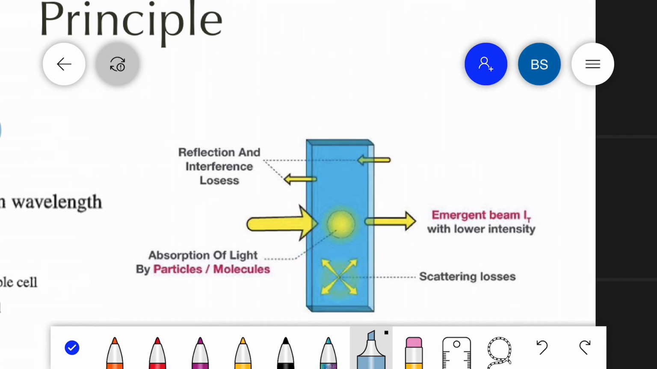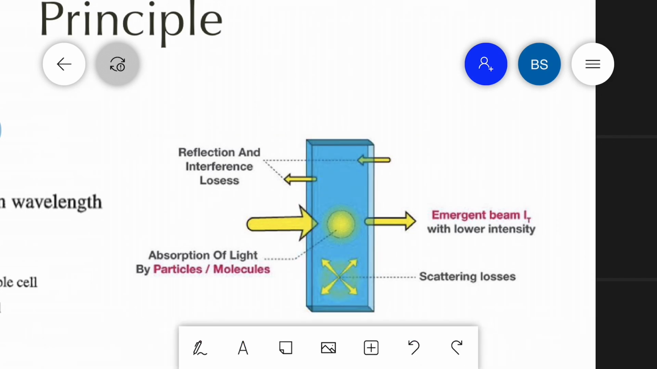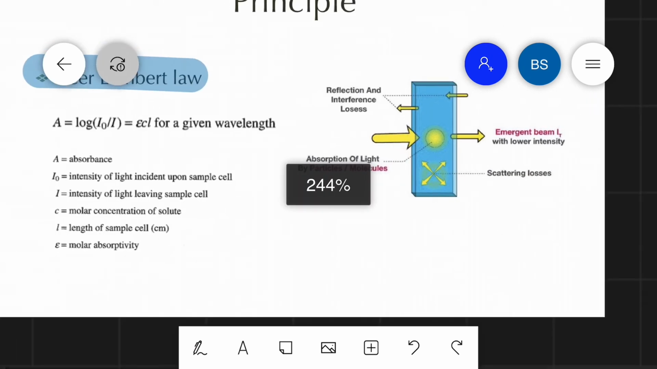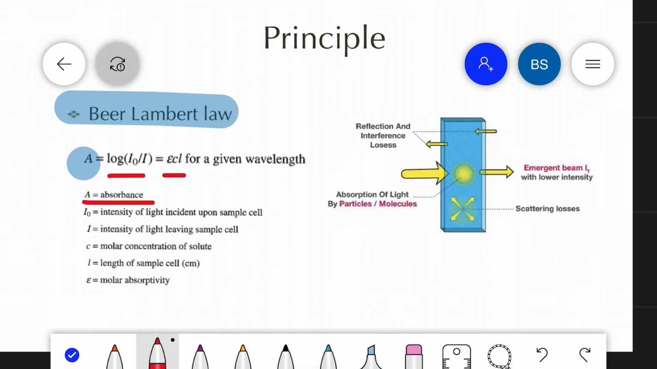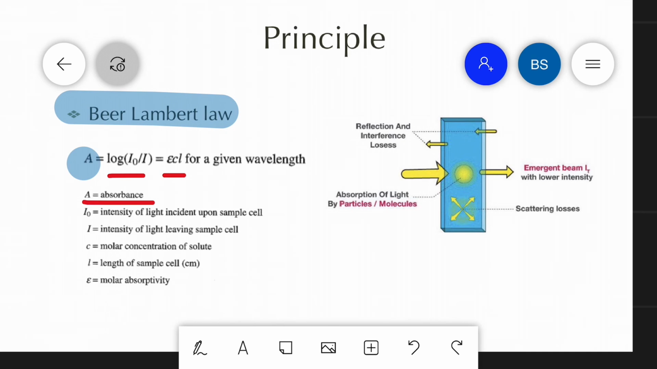That absorbance is calculated by the Beer-Lambert law, which is given by absorbance A is equal to log I0 by I, where I0 is the intensity of the light incident upon the cell and I is the intensity of the light leaving the cell, which is equal to epsilon into C into L, where epsilon represents the molar absorptivity, C is the molar concentration of the solute, and L is the length of the sample cell that we have taken, which is in centimeters.